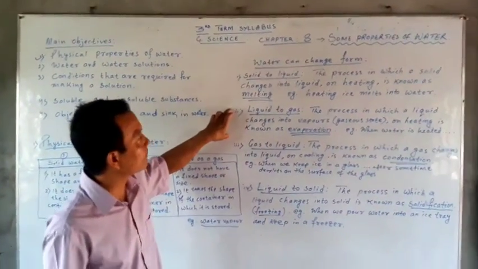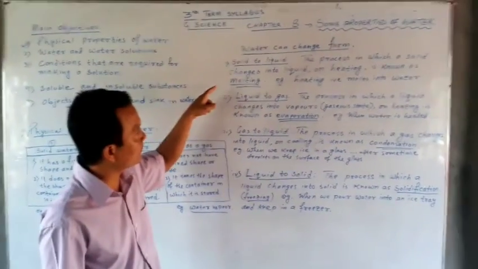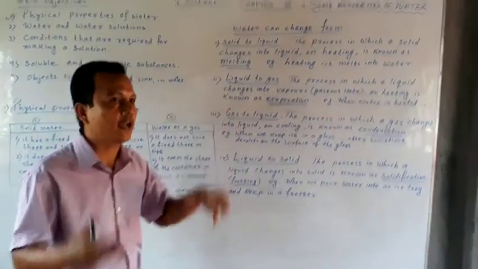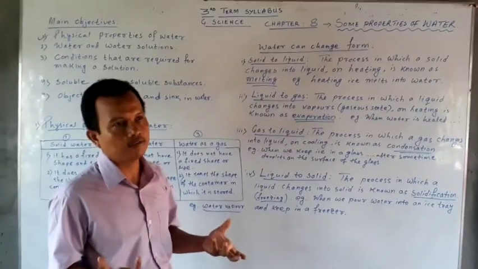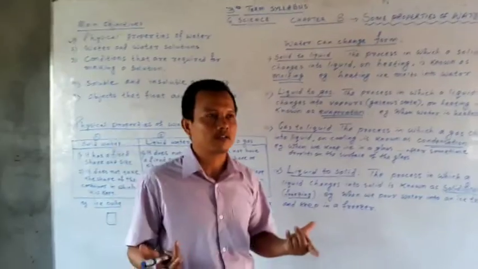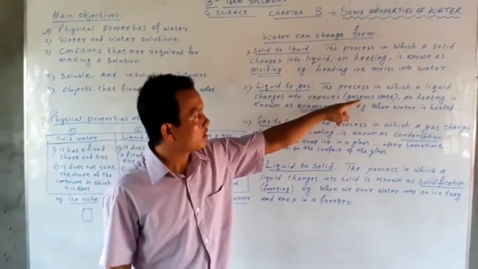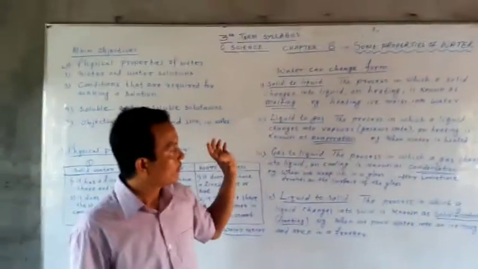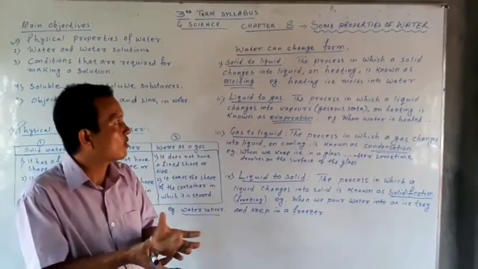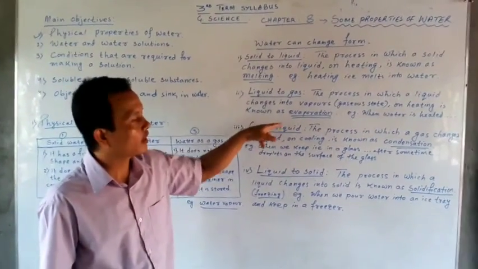So secondly, water transformation or change can also take place here, liquid to gas. So water is a liquid itself. Then how can it turn into gas? That's a big question. Now let us see the process in which a liquid changes into vapors. Vapor is in a gaseous state. On heating again, it is known as evaporation.